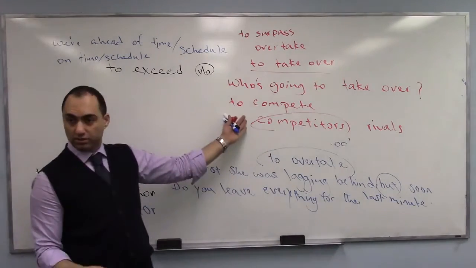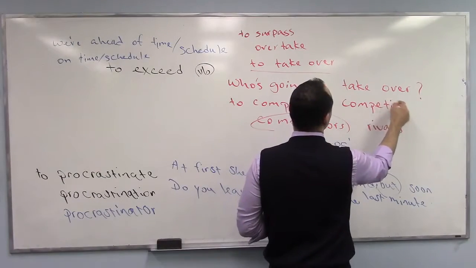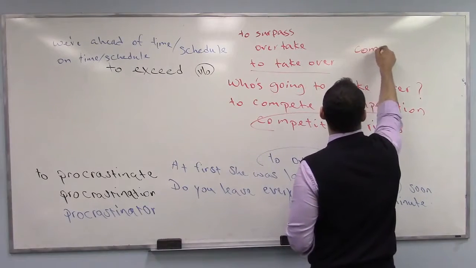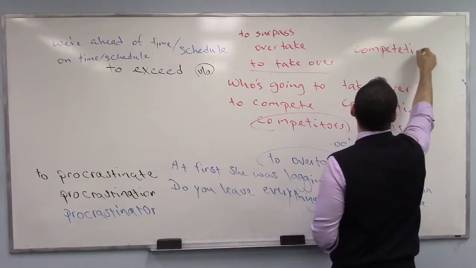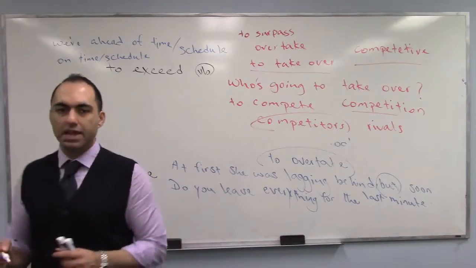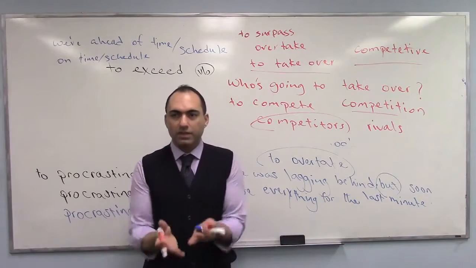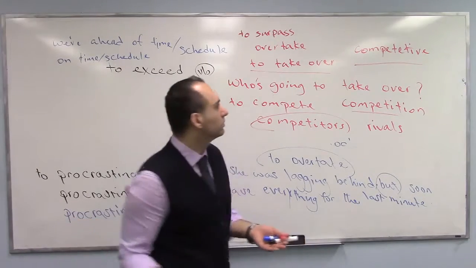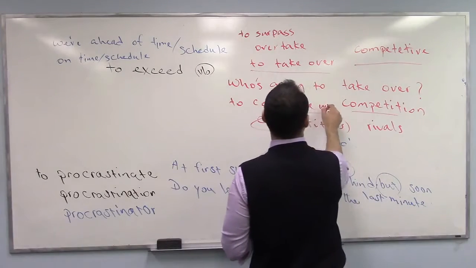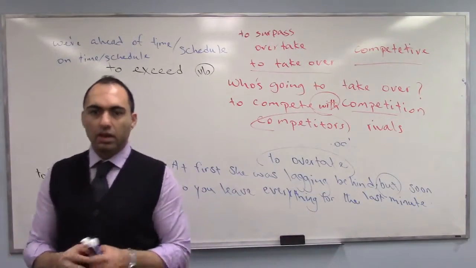Competitors. You know competition? To compete? And you know competitive. These are all essential IELTS, TOEFL words. CAE, TOEIC, CELTIP words. You compete with someone, right? To compete. Where's competition? To compete with. You compete with people.